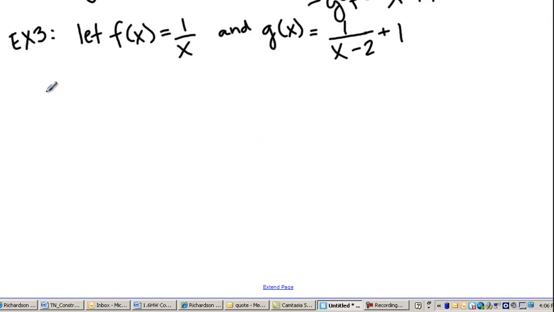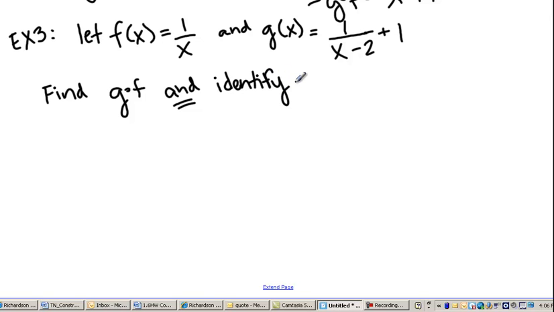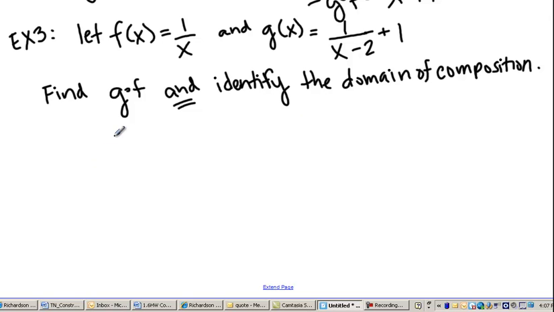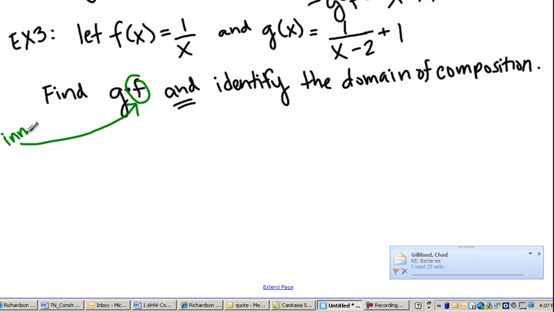Okay? We are going to find g of f, and we are going to identify the domain of the composition. Now, our inner equation is the second term. So go ahead and write that. That's our inner equation.